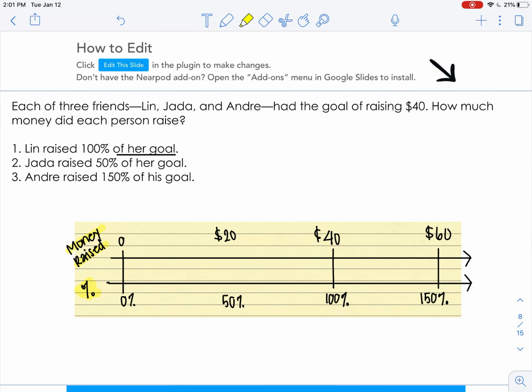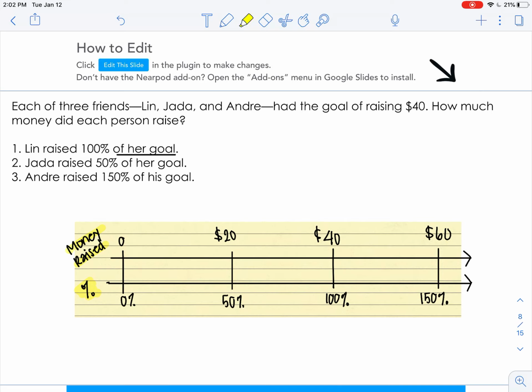It says each of 3 friends, Lynn, Jada, and Andre, had the goal of raising $40. How much money did each person raise? Lynn raised 100% of her goal, Jada 50%, and Andre 150%. Notice that I drew a number line on notebook paper. So again, we're on notebook paper, which means you should be writing this down too.